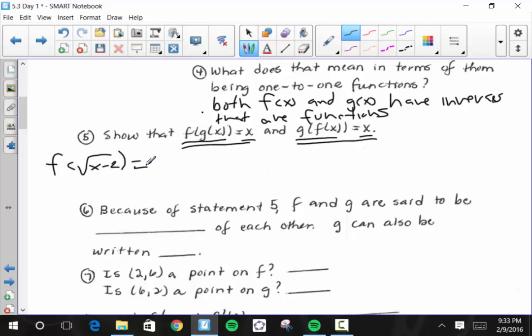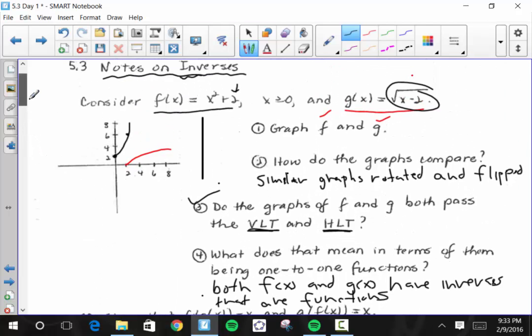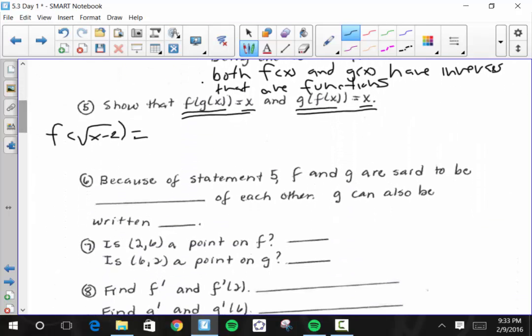Well, every time I see an x in my f function, x squared plus 2, I'm going to put in my g of x function. So I start with that straight up. I put in my square root of x minus 2. I'm going to take that whole thing and square it, and then I add 2 to it. So that's f of the square root of x minus 2. Notice that this square and that square root cancel. So I have x minus 2 plus 2, which is equal to x. So that one checks off for this first one right here, right? That one checks off right there.